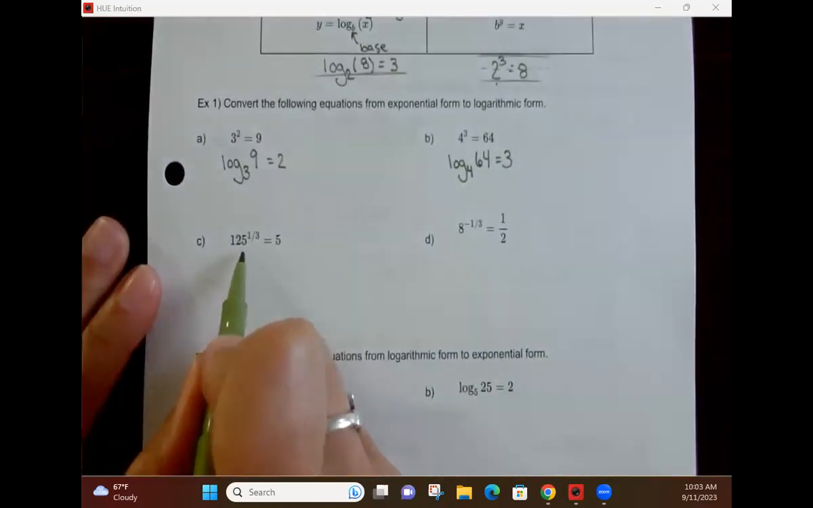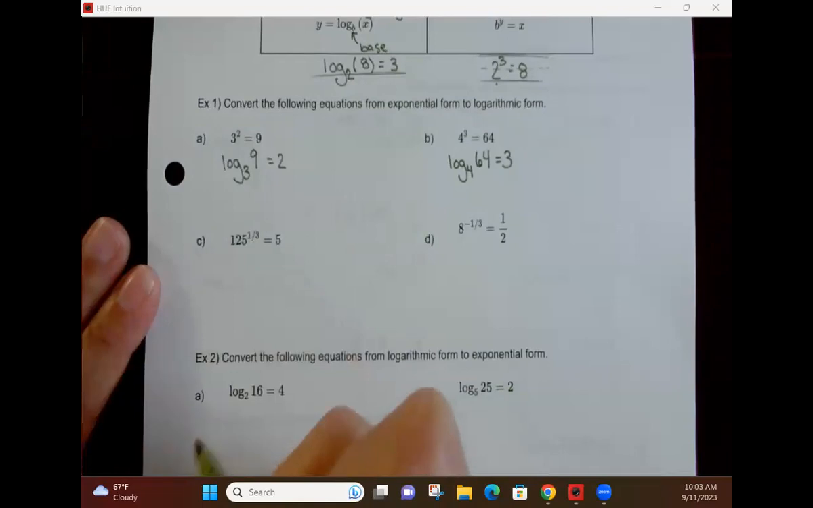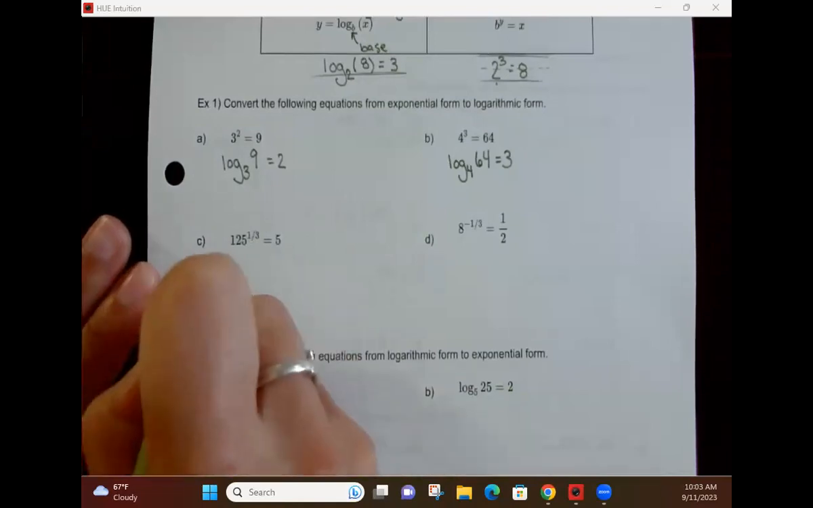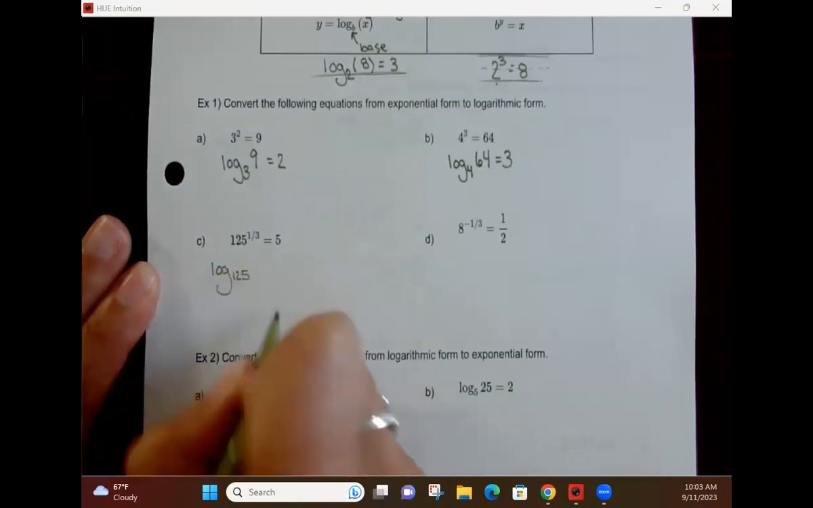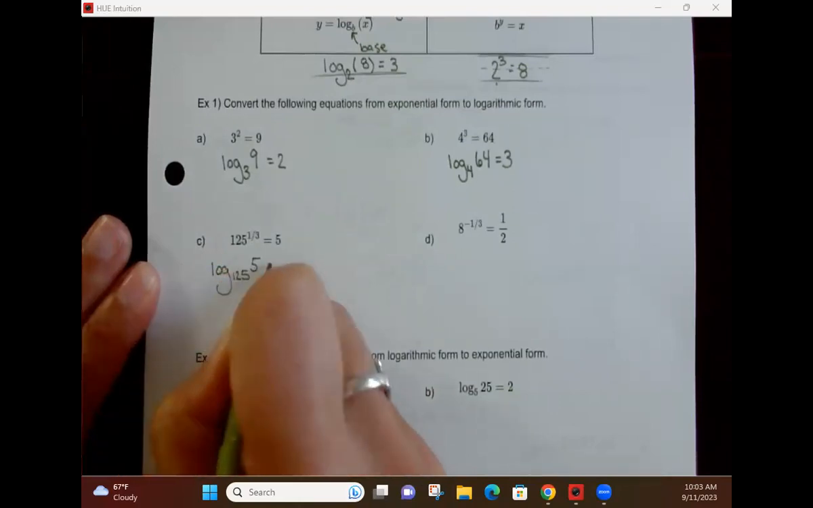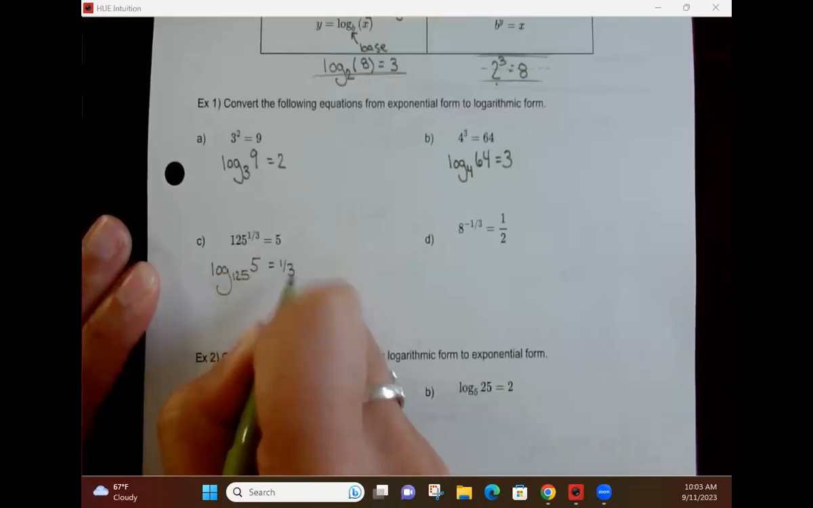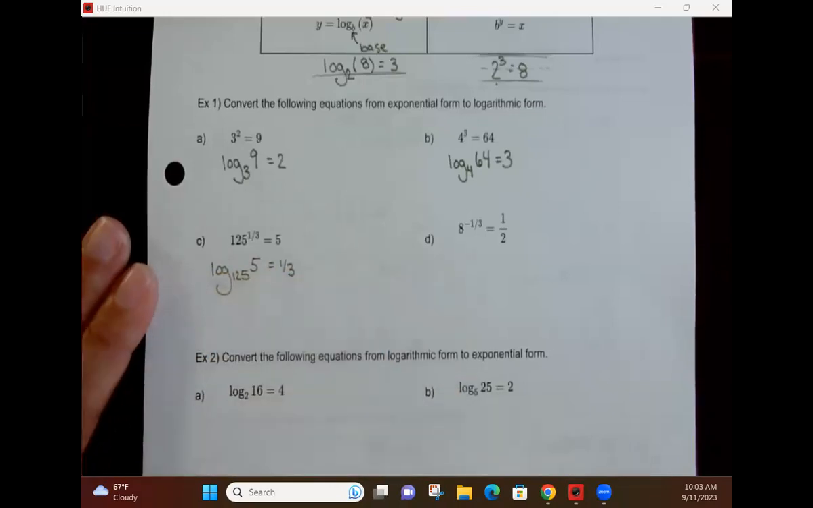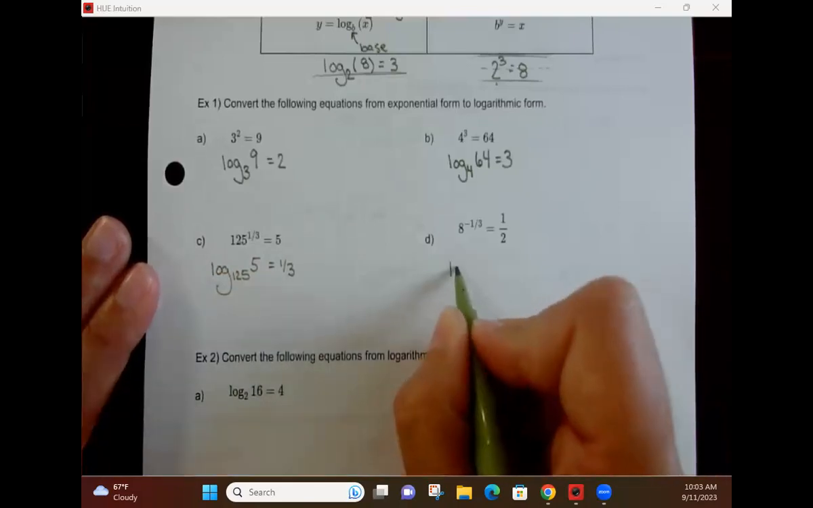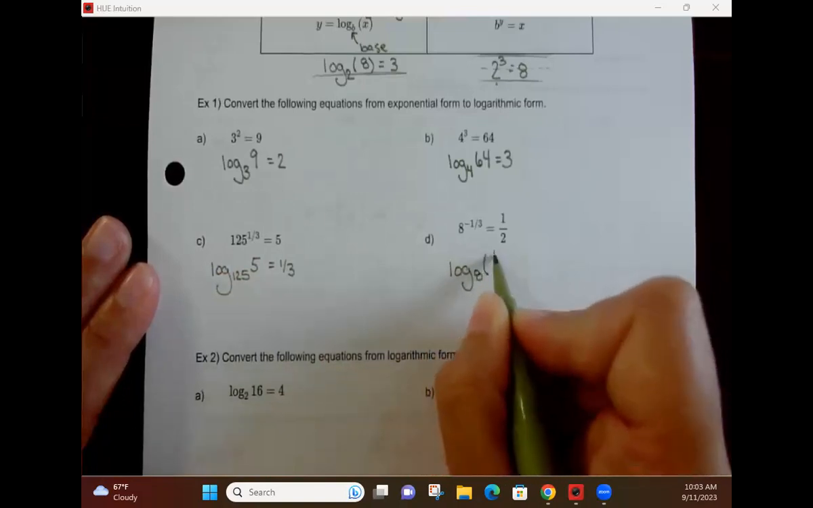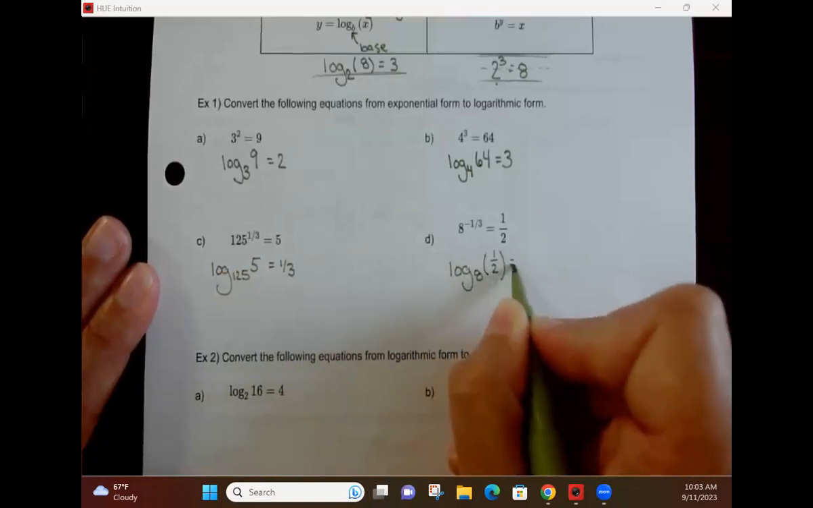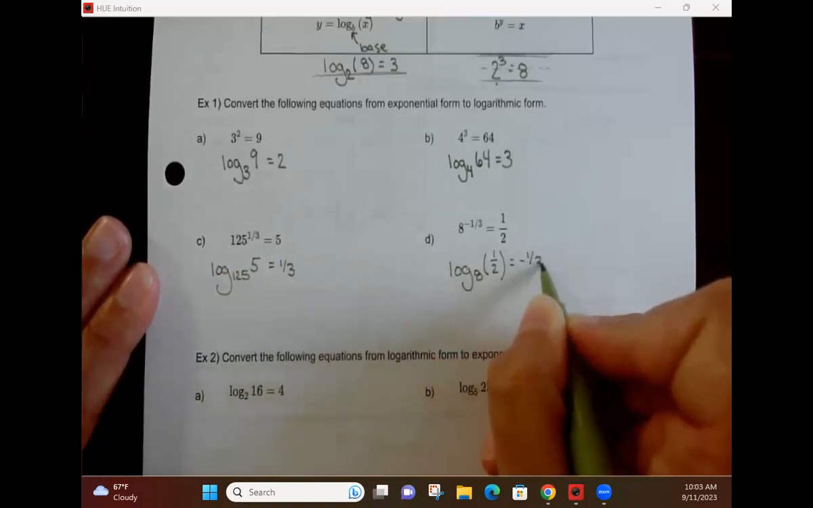For C, 125 to the 1/3 power equals 5. So this would be log base 125 of 5 equals 1/3. It's equal to that exponent. And then for D, log base 8 of 1/2 equals negative 1/3.